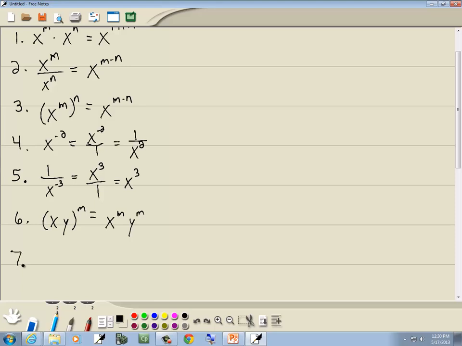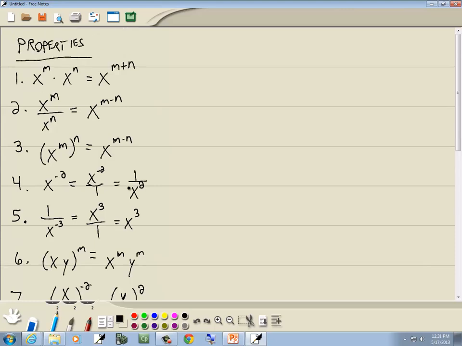And one last one. Like I say, this isn't all of them, but this will get us started. If we have a fraction to a negative exponent, you flip the fraction, take the reciprocal of it, so the x over y becomes y over x, and the sign of the exponent becomes positive.